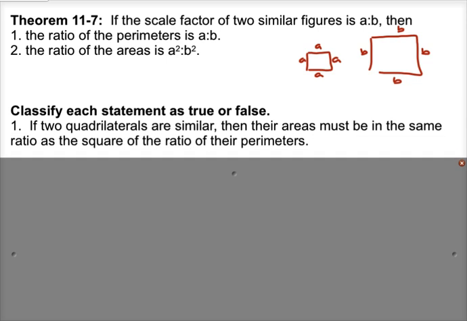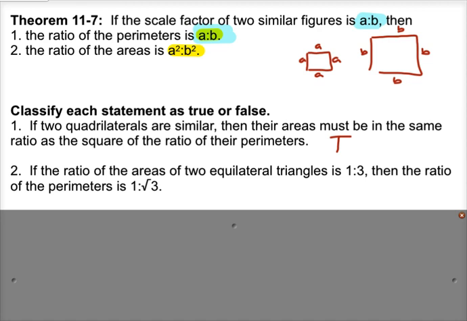Classify each statement as true or false. If two quadrilaterals are similar, then their areas must be in the same ratio as the square of the ratio of their perimeters. And this is going to be a true statement. And the reason it's true is it really just follows directly from above, saying if you look at the ratio of the areas versus the ratio of the perimeters, whatever the ratio of the perimeter is, you're going to square it to get the ratio of the area. And I can also look up above and see that the ratio of the perimeter is exactly the same as the ratio of the figures itself.